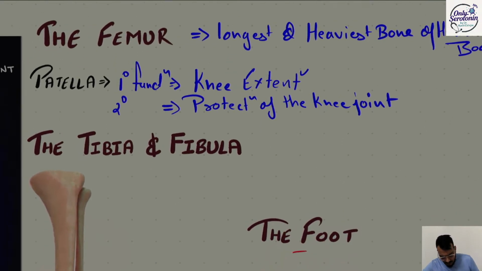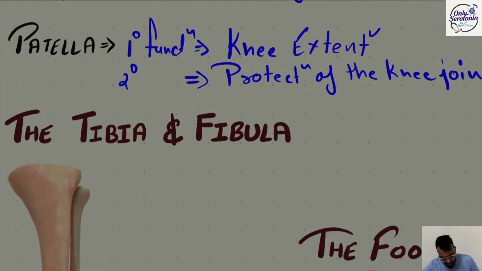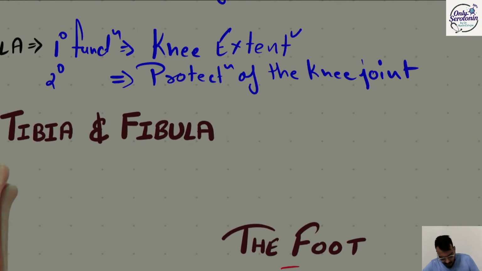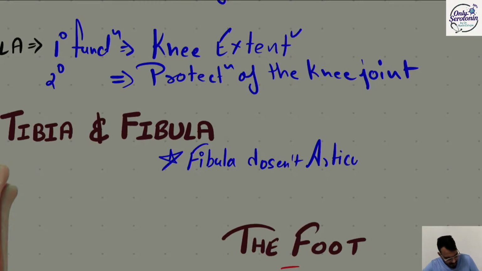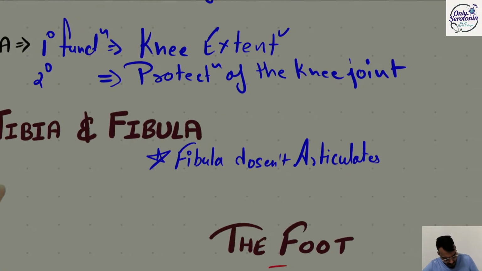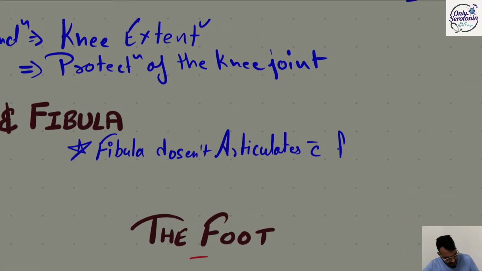What about tibia and fibula, guys? So in tibia and fibula, they are the bones of the leg. And one thing here which you should know, which already has been asked, is that fibula doesn't articulate with femur. So femur and fibula, they both will not join with each other in the knee joint. Okay.